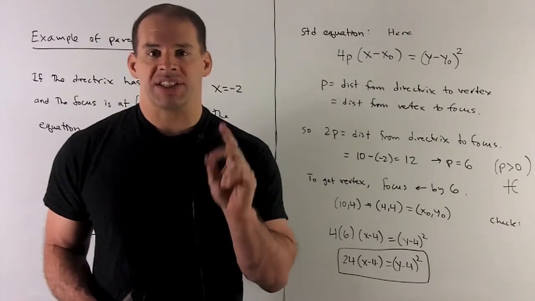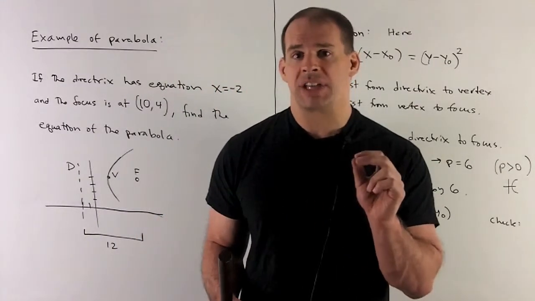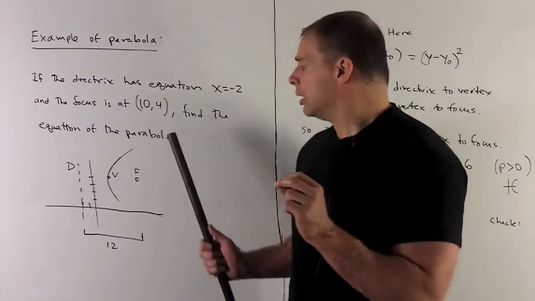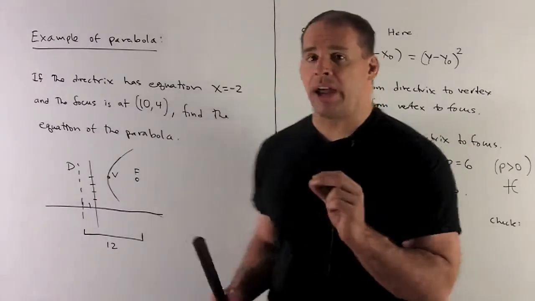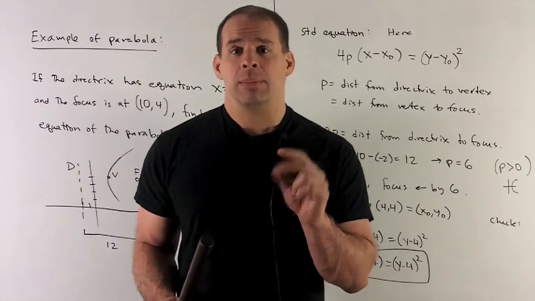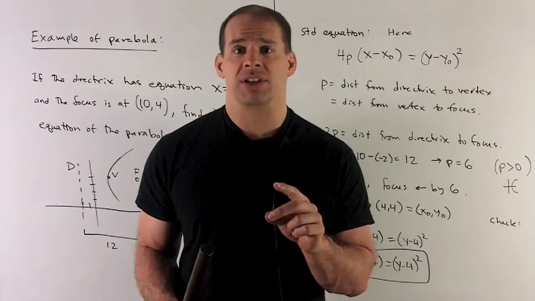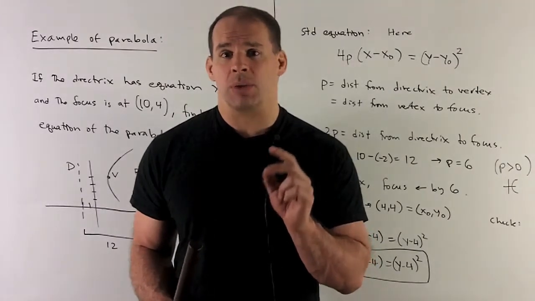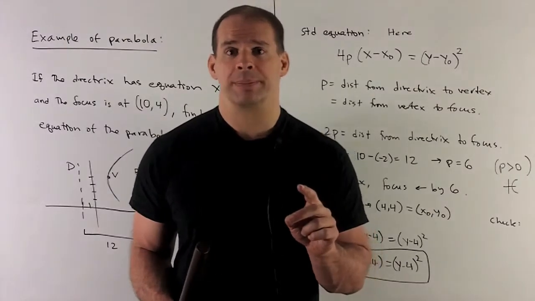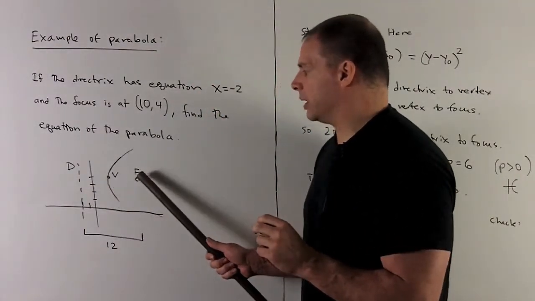It's going to have a sign. If my parabola faces to the right, it's a positive sign. If it faces to the left, it's a negative. So here, we're going to have facing to the right, so p is going to be positive. Next, p is going to be the distance from the focus to the vertex. That distance is also going to be equal to the distance from the vertex to the directrix. So this distance is p, and then this distance is p.